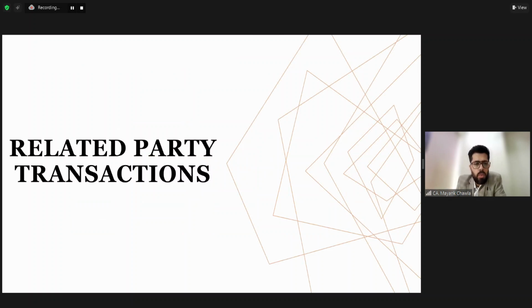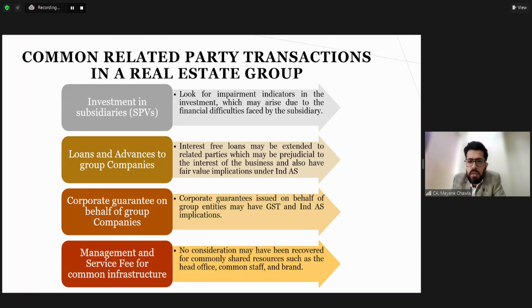So now we delve into related party transactions, and generally when we understand the structure of a real estate group, it is very complex. A lot of related parties are there, and the movement of money is huge. So it is always a key risk area in a real estate entity to understand the related party transactions and how they might impact the audit.